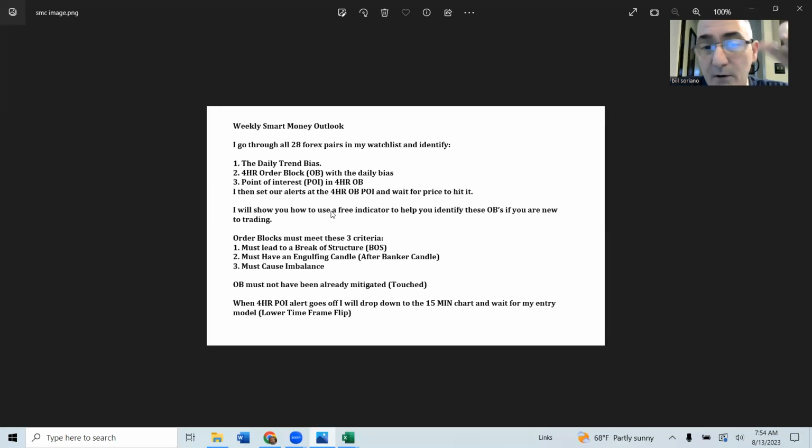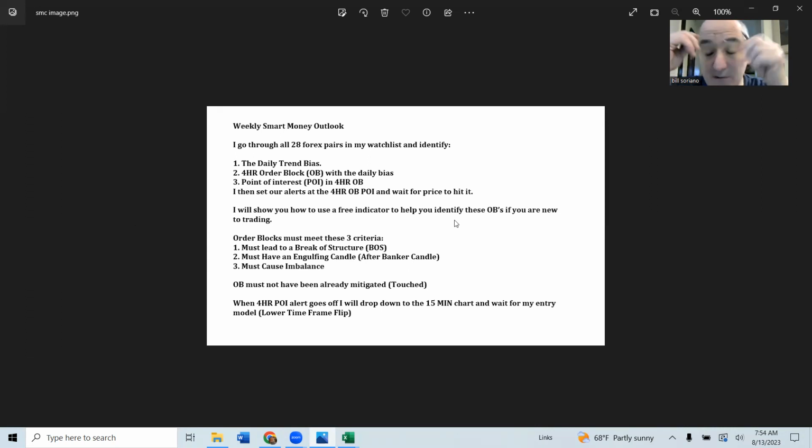I show you how we use a free indicator to identify these order blocks if you're new to trading. This indicator for me is accurate about 80 to 90% of the time, but it uses some volatility calculations inside of it, and sometimes it doesn't show the correct order block that I want to trade from. But most times it is correct. These order blocks must meet 3 criteria. They must lead to a break of structure, have an engulfing candle, and must cause imbalance, right? They must not have already been mitigated.